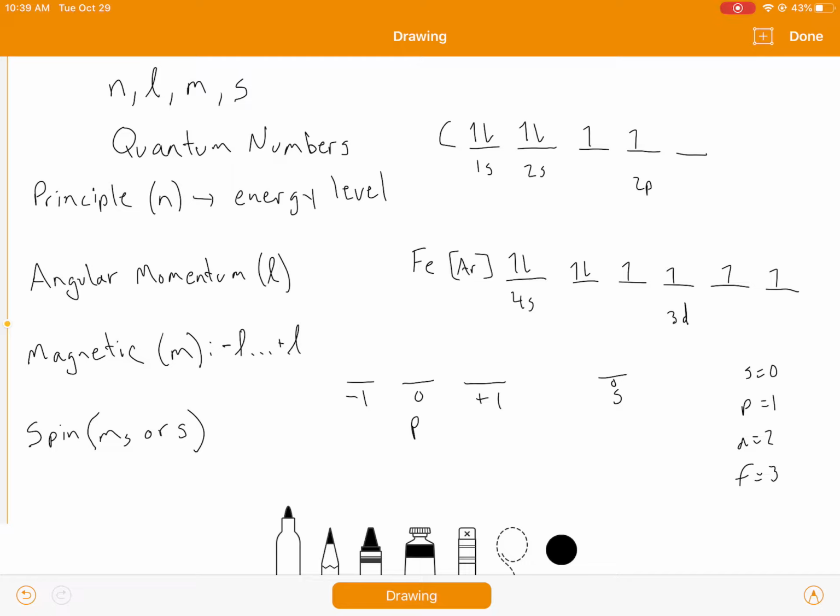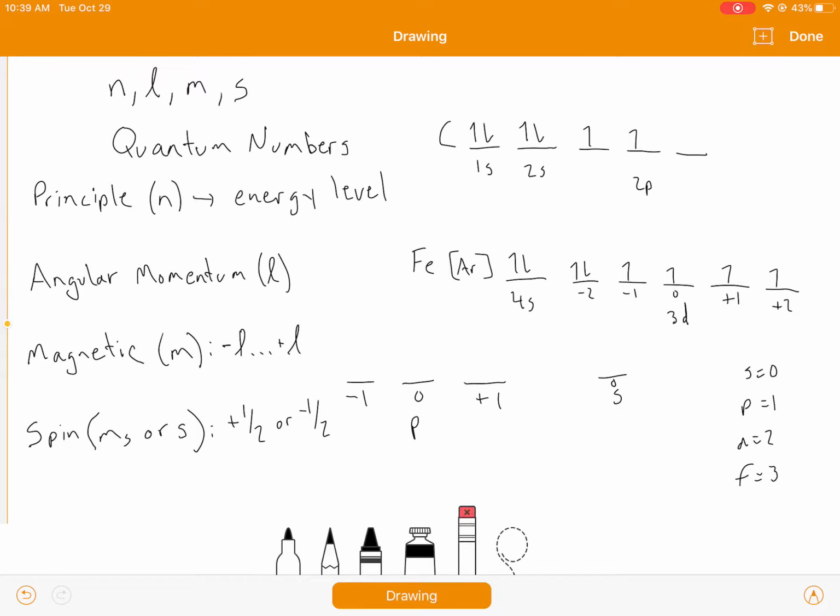For d, the d sublevel, negative l to positive l would be negative 2 to positive 2. So if I label each of these: negative 2, negative 1, 0, plus 1, plus 2. The 0 always goes in the middle. And then the f would go negative 3 to positive 3, giving you a total of 7. That just gives a designation for which orbital it's in. Last but not least, spin is either going to be plus 1/2 or minus 1/2. That is simply talking about whether the arrow is up or down. We typically put in the up arrows first and then the down arrows.